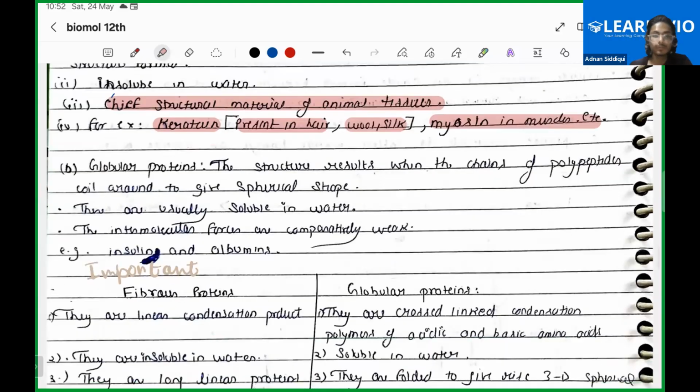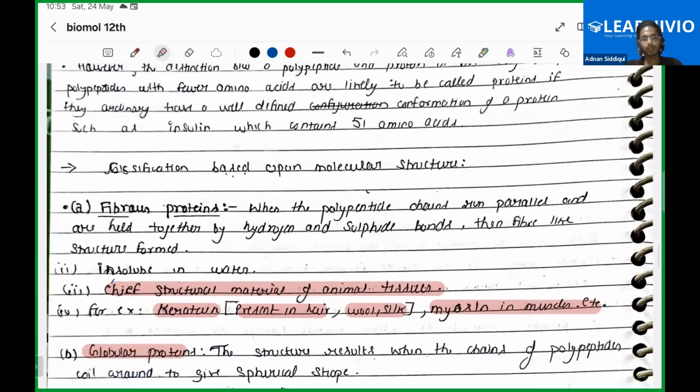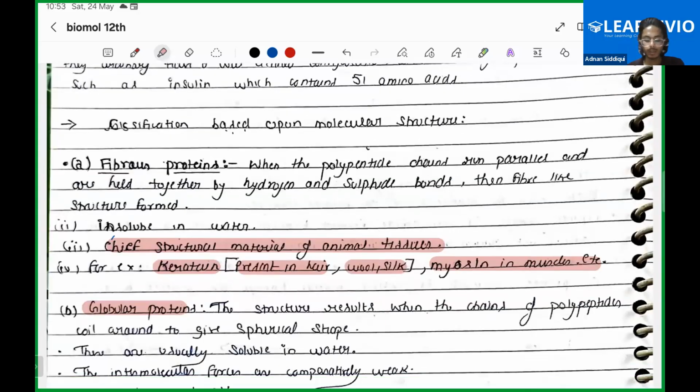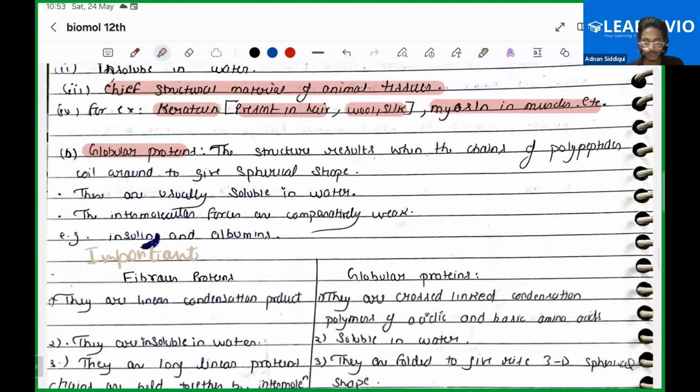Now, globular protein. This structure results when the polypeptide chain coils around to give a spherical shape. In the case of fibrous proteins, the chains were running parallel to each other, not bending. If the chain is not running parallel but bending, like a thread I am coiling into a spherical shape, then it is a type of globular protein.